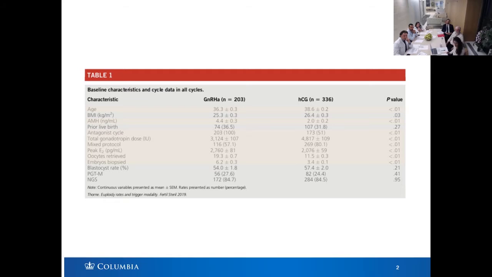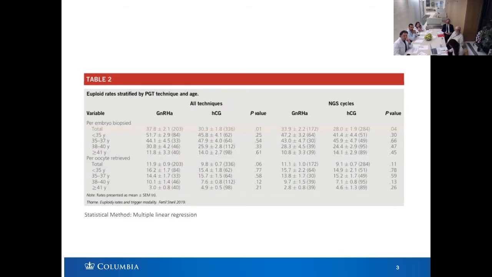So moving on to table 2. This table looks at euploidy rates by PGT technique and age. On group comparison of all comers, a higher euploidy rate was observed in the GnRH agonist group of 37% versus 30%. However, when analyzing by number of euploid embryos per oocyte retrieved instead of per embryo biopsied, this was no longer statistically significant.